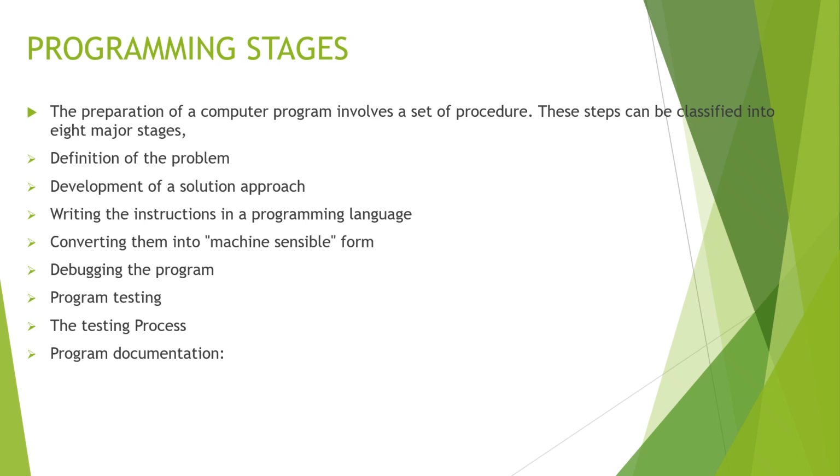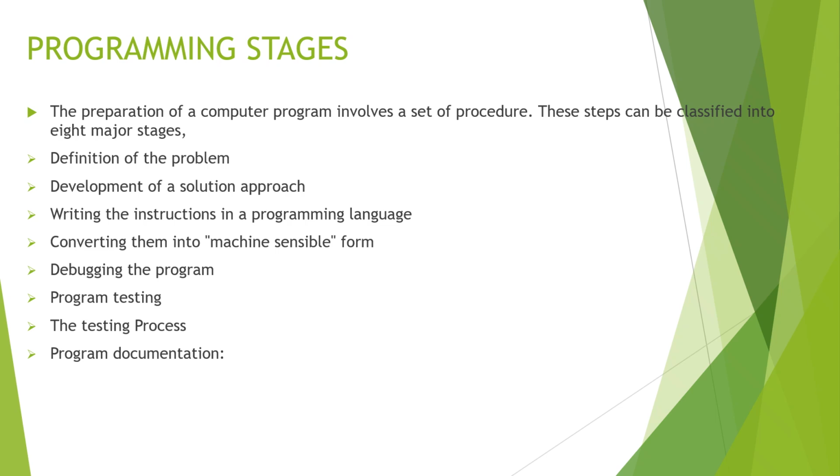Let's talk about them. When we talk about program definition, before a programmer can write a program, you must have an in-depth understanding of the problem that you are going to solve. Because don't forget, we said the computer is meant to solve a problem. So for you to write a program so that the computer would solve a particular problem, you must have a good understanding of the problem. The programmer must have a good understanding of the problem that the program would solve. So that's what we mean by problem definition.